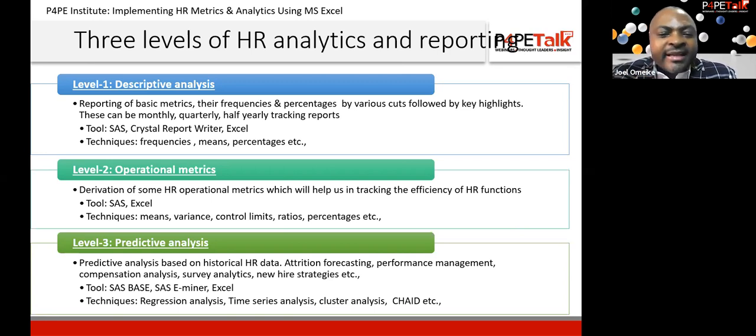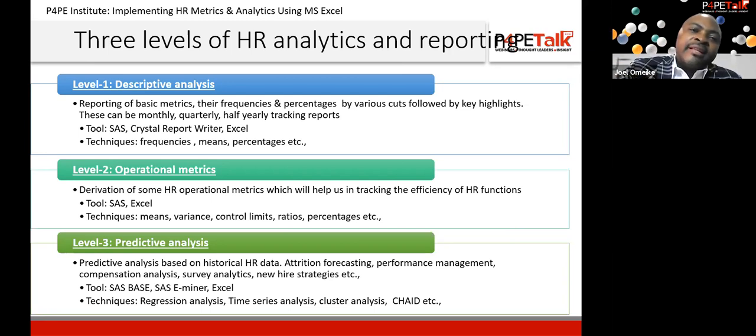Excel is still useful at this point in time. You also have your SAS base and other minors. What do you do? You do regression analysis, time series analysis, cluster analysis, and also chart analysis. All of these are some of the analyses you do in order to get the answers to this particular area.